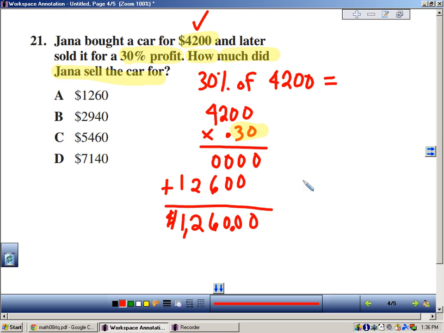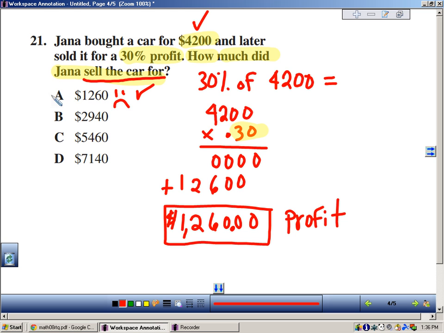That is the 30% profit. This is called the profit, the amount of money she made when she sold the car. Let's get this clear in our head, guys. If you sell the car for the same amount of money that you bought it for, your profit is 0, right? If you bought it for $4,200 and sell it for $4,200, your profit is 0, right? So I'm not asking for how much profit did she earn. I'm asking for how much did she sell the car for. That's the key. So this answer, A, again, is wrong.